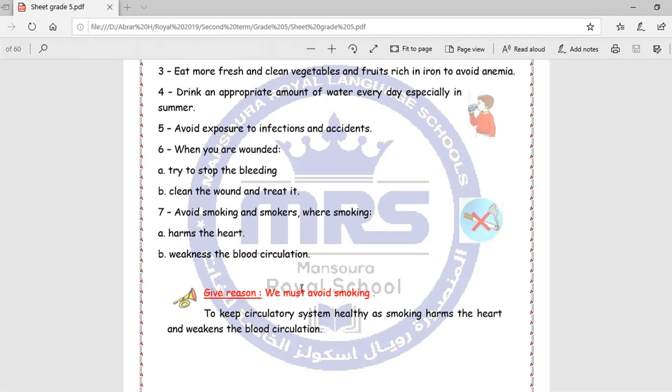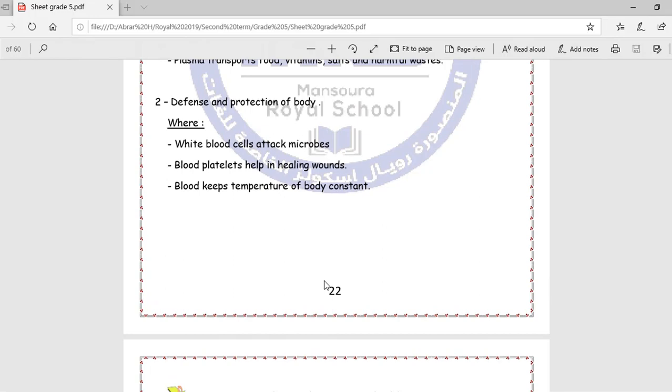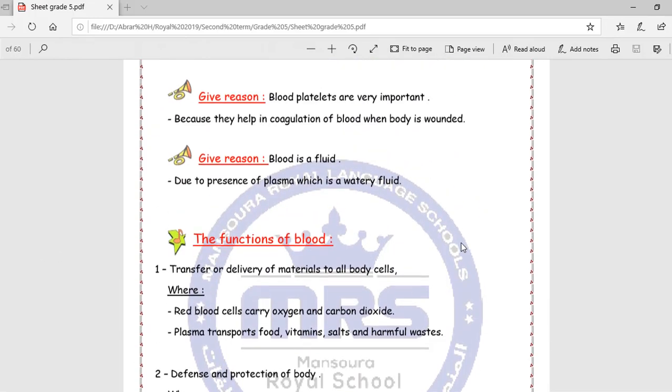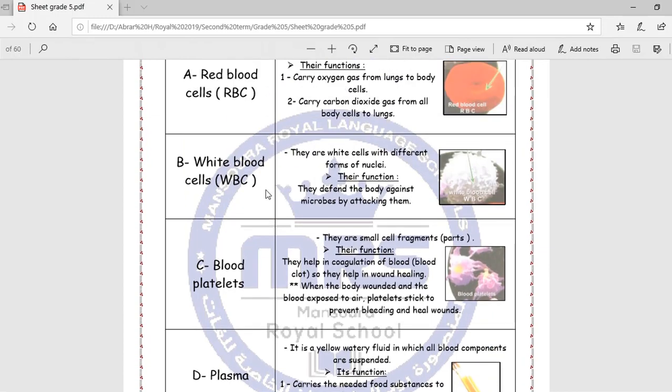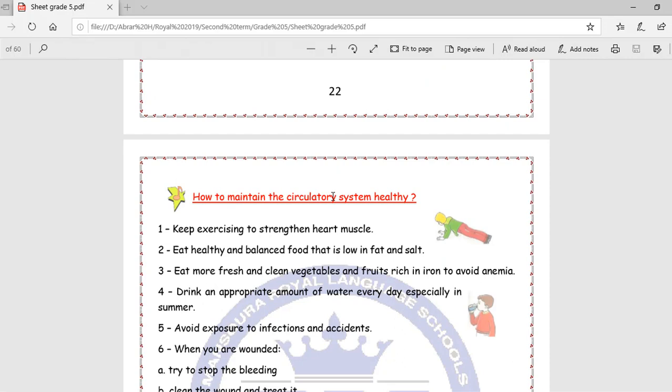So, give reason we must avoid smoking. Why? To keep the circulatory system healthy, as smoking harms the heart and weakens the blood circulation. So, from all the previous information about the human circulatory system, you should know that it's a very important system inside the human body. That's all for the human circulatory system.